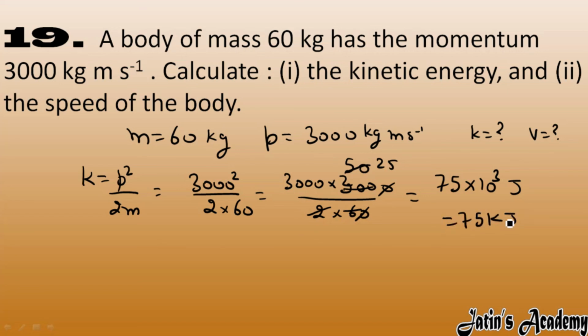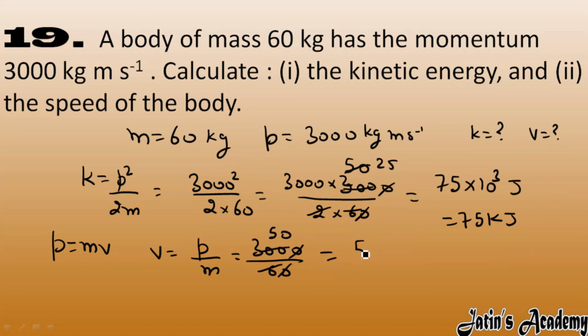Now we have to calculate speed. Momentum is equal to mass into velocity. So velocity is momentum over mass. Momentum is 3000 and mass is 60. So here we got speed as 50. So velocity or speed we can write as 50 meter per second. Clear?